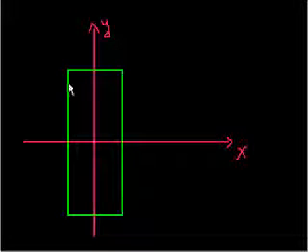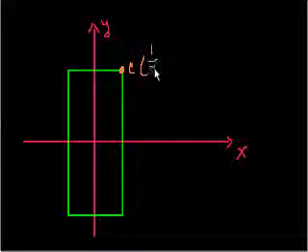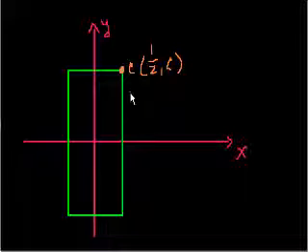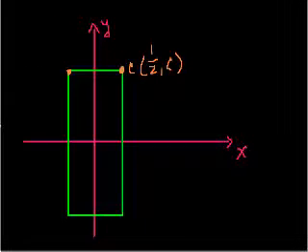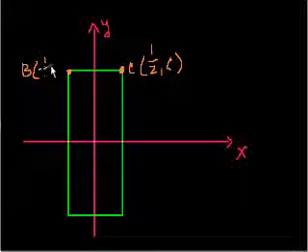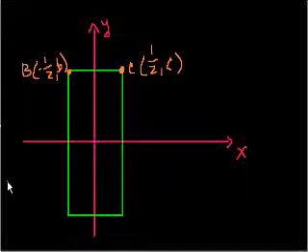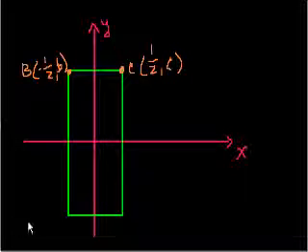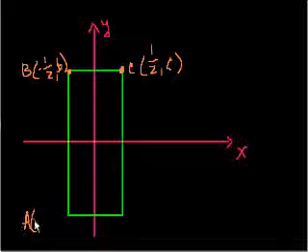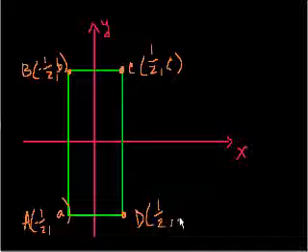And then how did they label it? They said that this point C is the point 1/2, comma C. This point B is the point -1/2, comma B. And then this point here, A, is -1/2, comma A. And then finally, this point here, D, is 1/2, comma D.